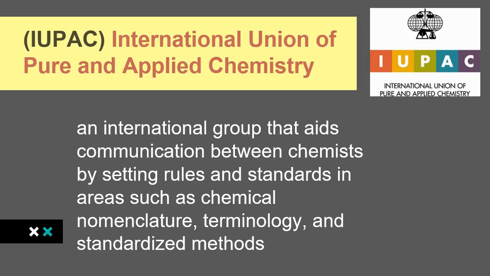For this one, there is a system created by an international group of scientists, and they aid in the communication between the chemists by setting rules and standards in areas such as chemical nomenclature, naming, terminologies, and standardized methods. And this organization is called the IUPAC, which stands for International Union of Pure and Applied Chemistry.